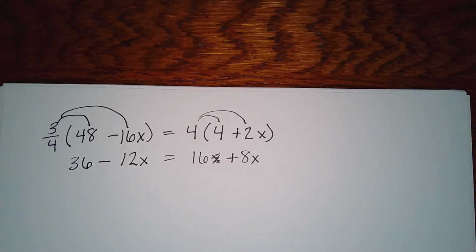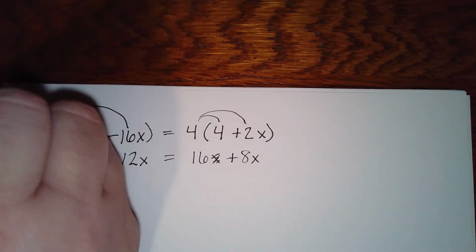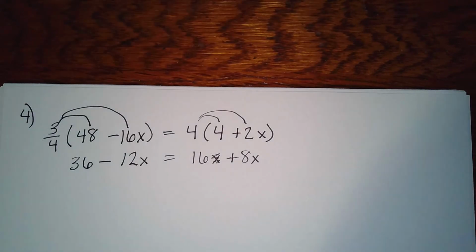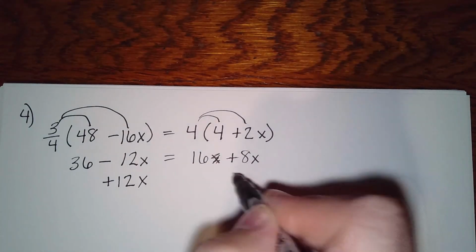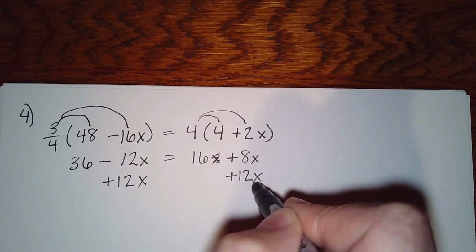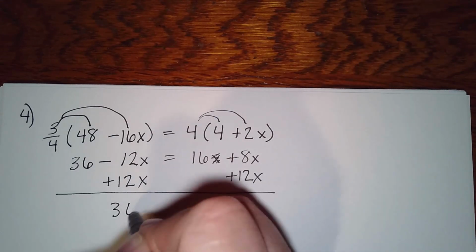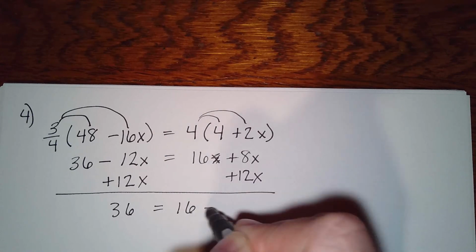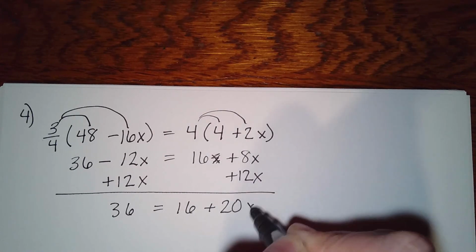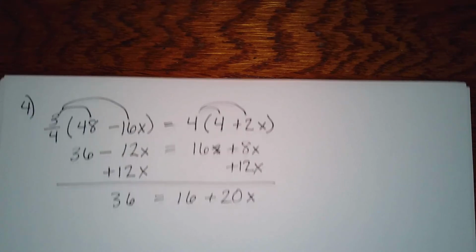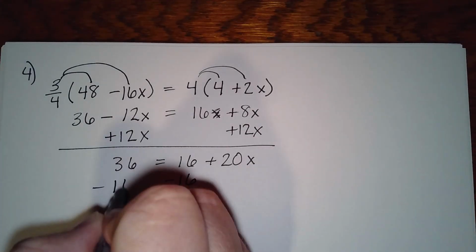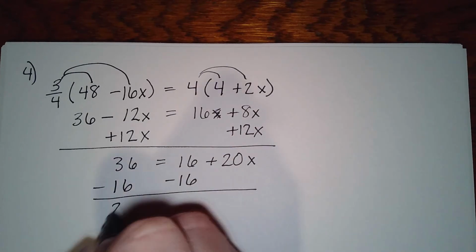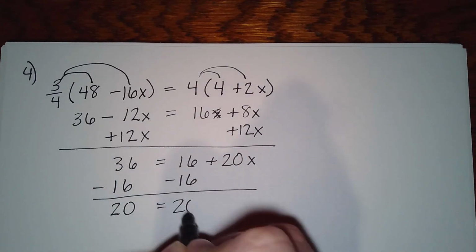Now with this particular one, what we're going to do is move the smaller of the two over. Well, this time the smaller of the two is actually -12. So we're going to add 12 to the right. And I'm going to get 36 equals 16 plus 20x. So now we subtract the 16 across because we want to isolate the 20x. So I get 20 equals 20x.